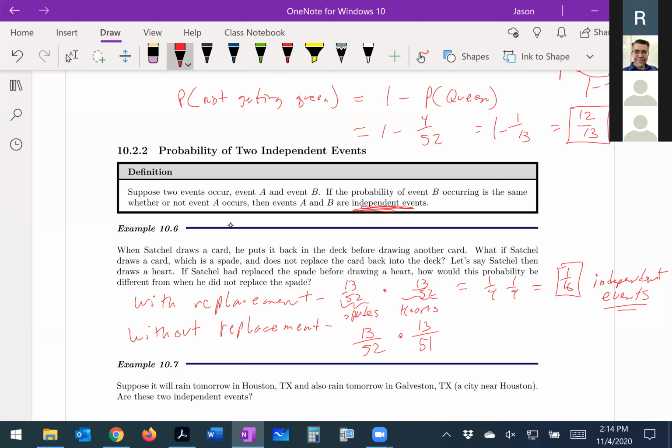So yeah, 51 exactly. Now it's 51. Now these are not independent events. The probability of getting a heart depended on what happened with the spades. So without replacement, they're dependent events. They depend on each other now. So this is going to be 13 out of 52, that's 1 out of 4, times 13 out of 51, which is 13 out of 204. So completely different probabilities given the scenario.